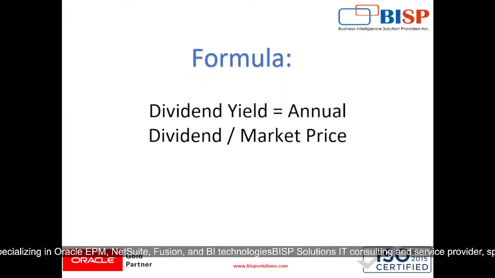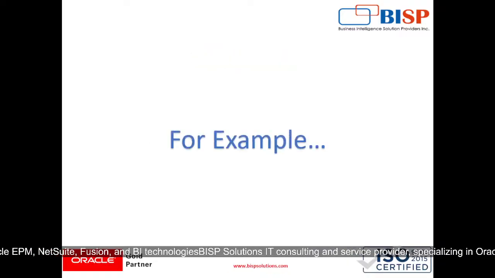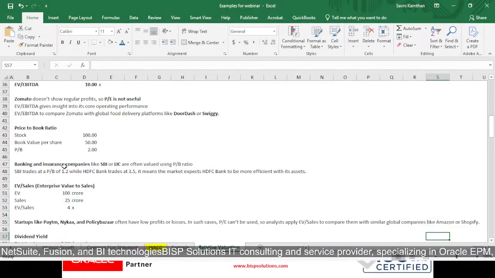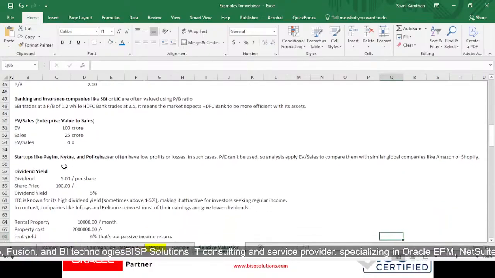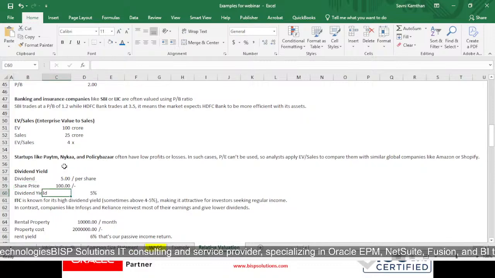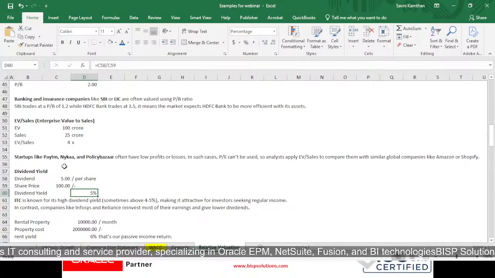The formula for dividend yield is annual dividend upon market price, right? So for example, if our dividend is 5 rupees per share and the share price is 100 rupees, the dividend yield we are getting is 5%, right? This tells investors how much return they earn just from dividends.